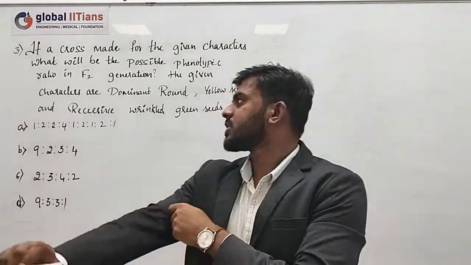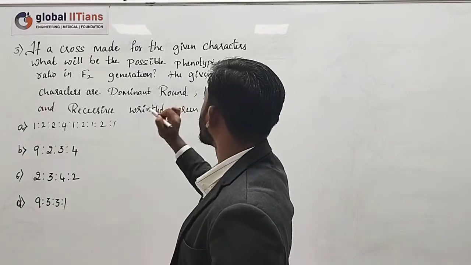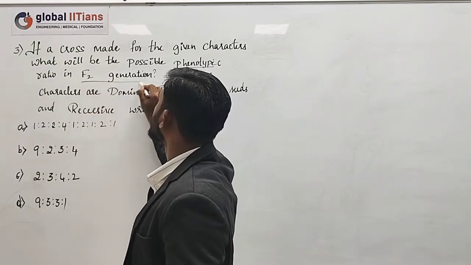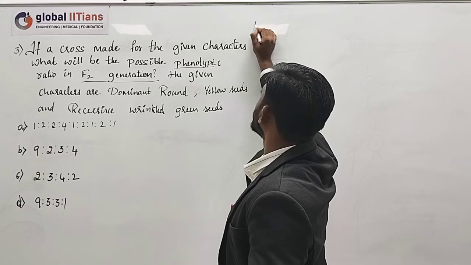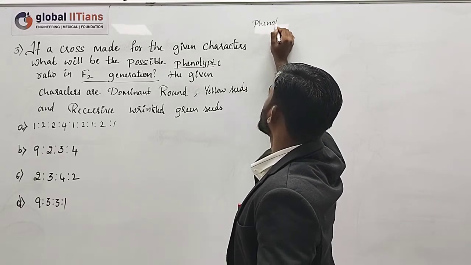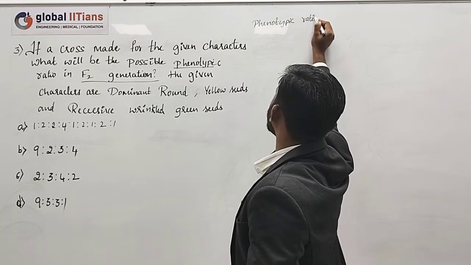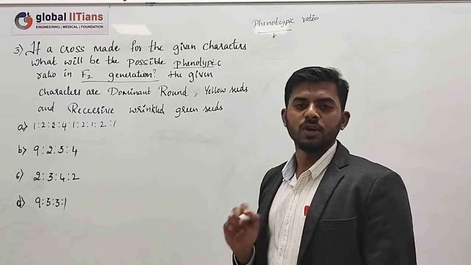Dear students, first we have to see what they are asking specifically. They are asking for the possible phenotypic ratio in the F2 generation. So we have to know what the phenotypic ratio is, or what a phenotype is. We all know the physical appearance is called a phenotype.